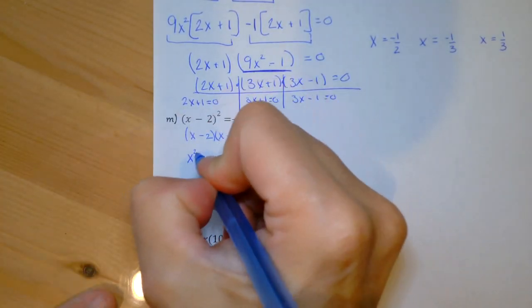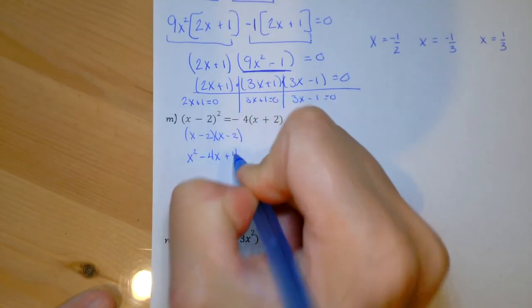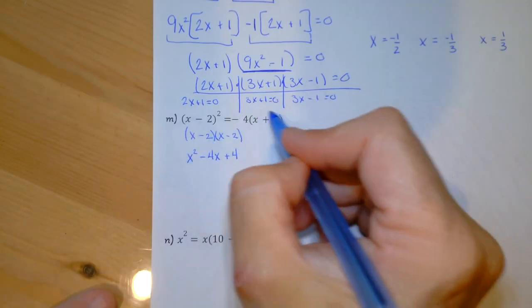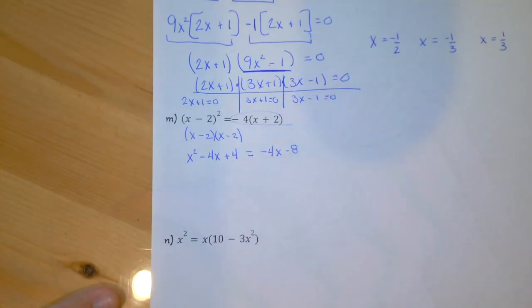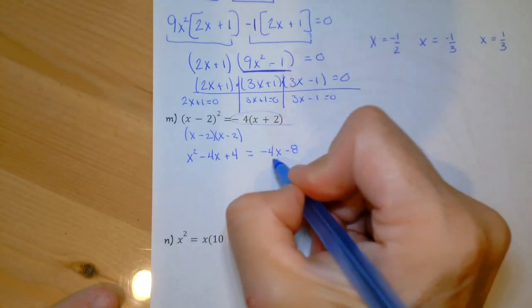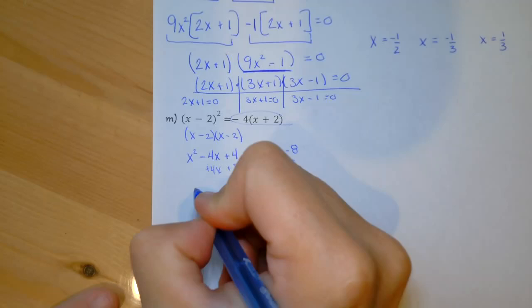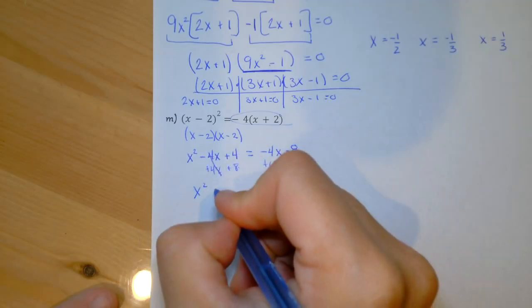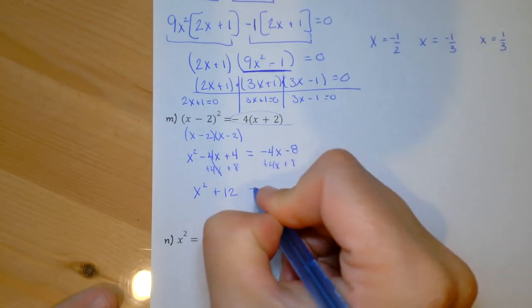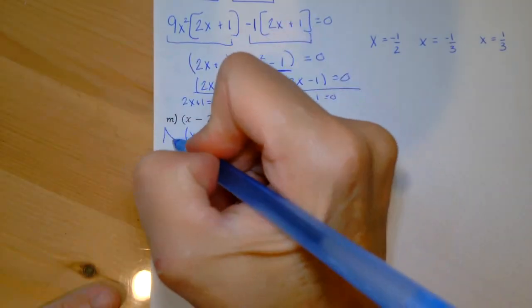So on this side, I'm getting x squared minus 2x minus 2x is minus 4x plus 4. This side, I've got to distribute. Equals negative 4x minus 8. Now remember, I can't factor until this side says equals 0. So I'm going to add the 4x and add the 8 over. So I'm going to get x squared, those are going to cancel, plus 12 equals 0.